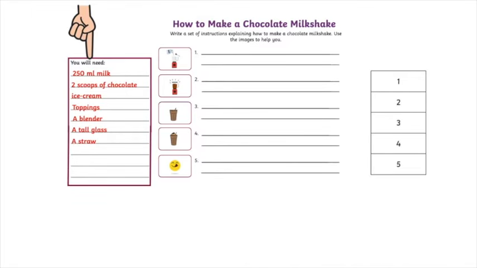Now, this time we are going to use numbers 1, 2, 3, 4, 5 to sequence our instructions. Number 1. Put the milk and ice cream into a blender.